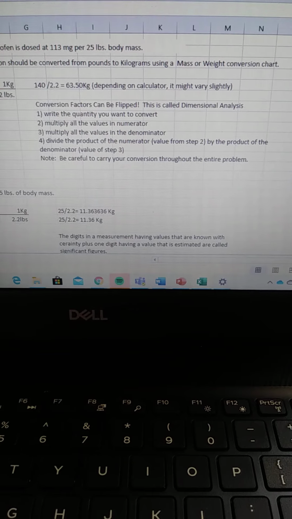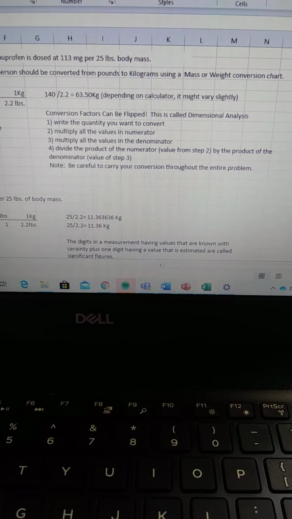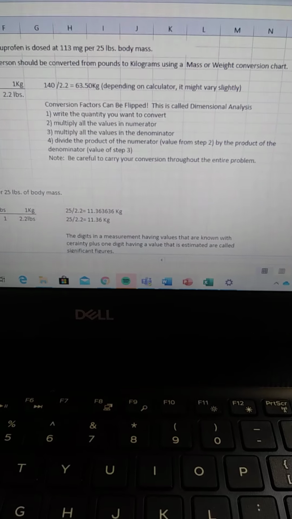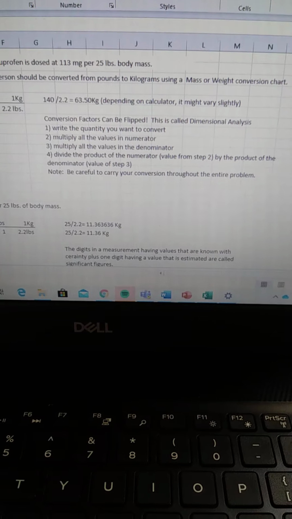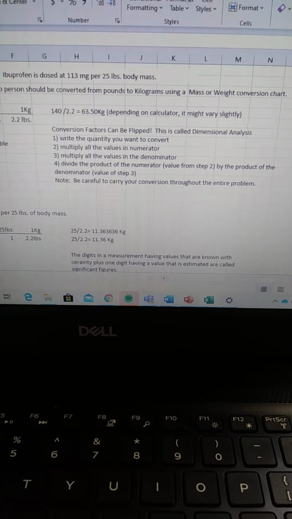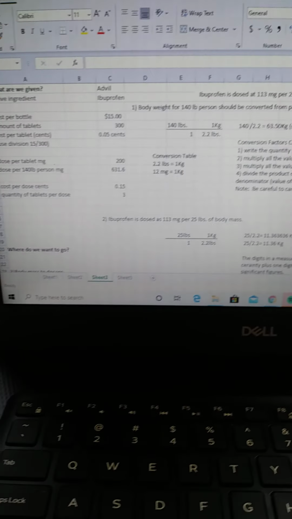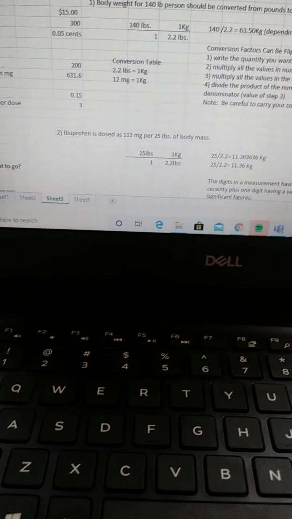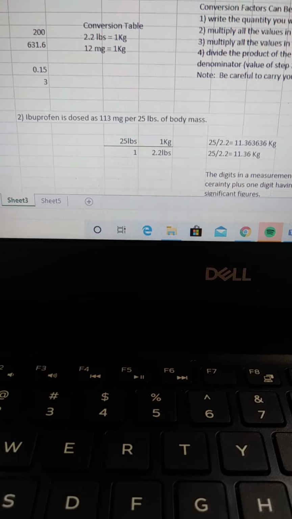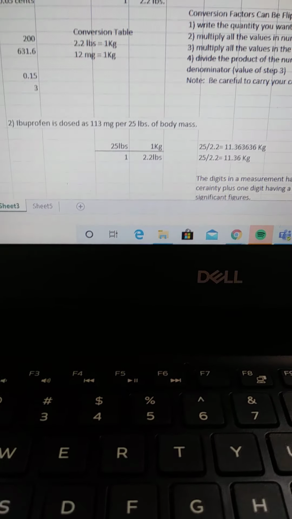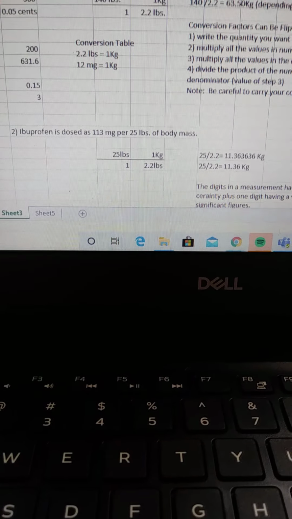I've written out the quantity that I want to convert, multiply the values in the numerator, multiply the values in the denominator, and divide the product of the numerator. That will give me 63.5 kilograms. I take that, there's my conversion table, and I carry it down here. Ibuprofen is dosed at 113 milligrams per 25 pounds of body mass. So again, I've got to take that 25 pounds and convert it.